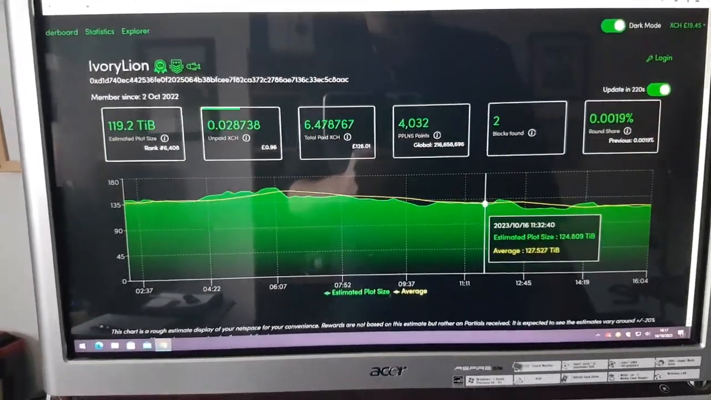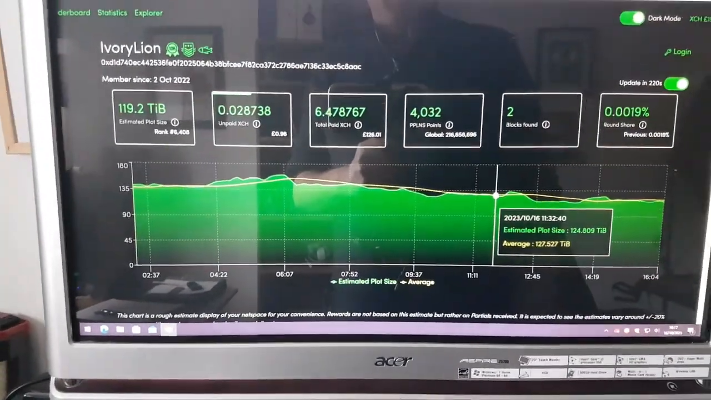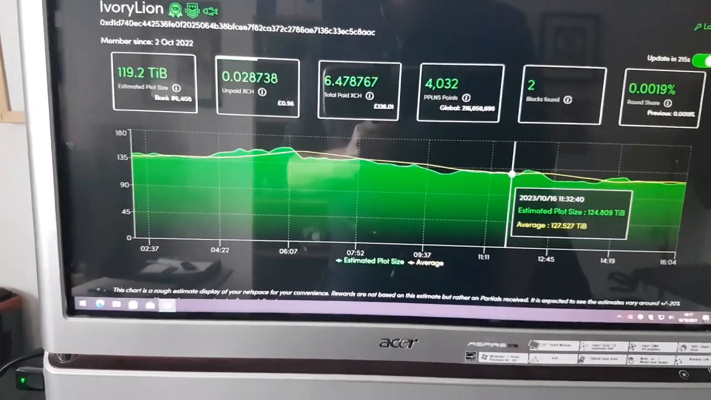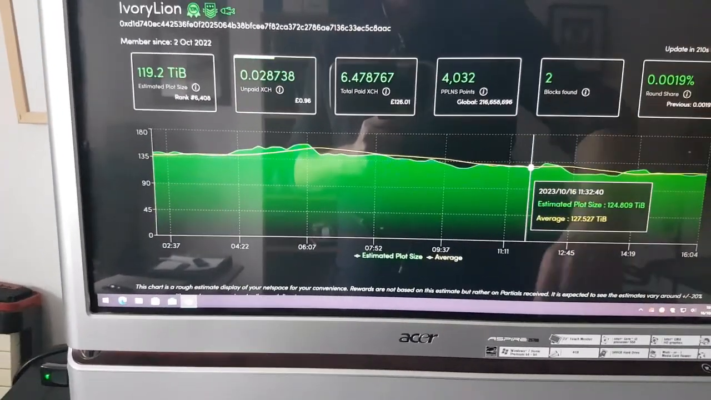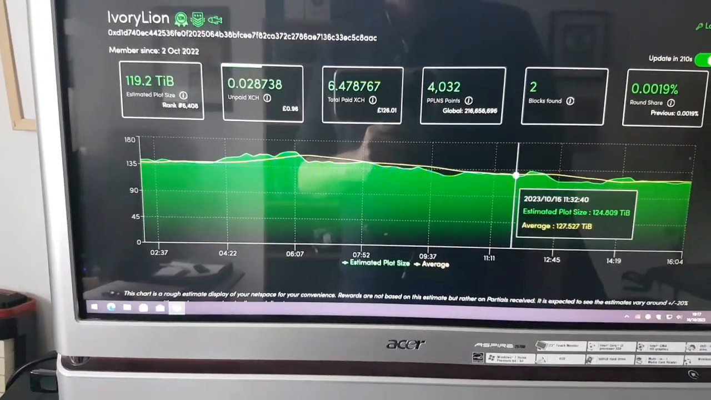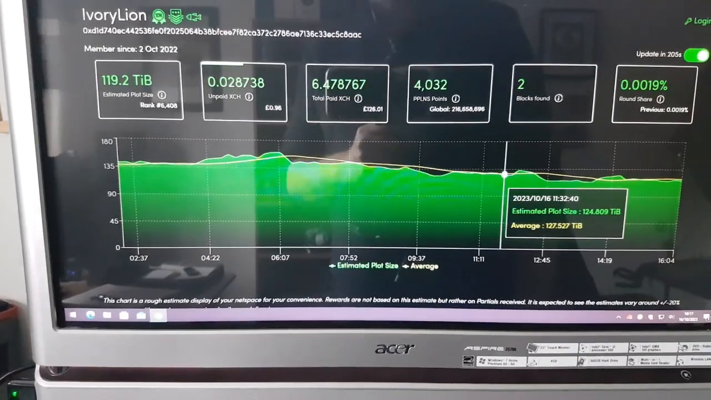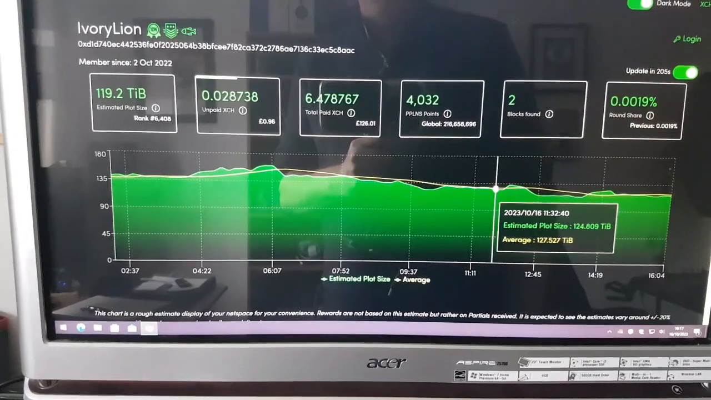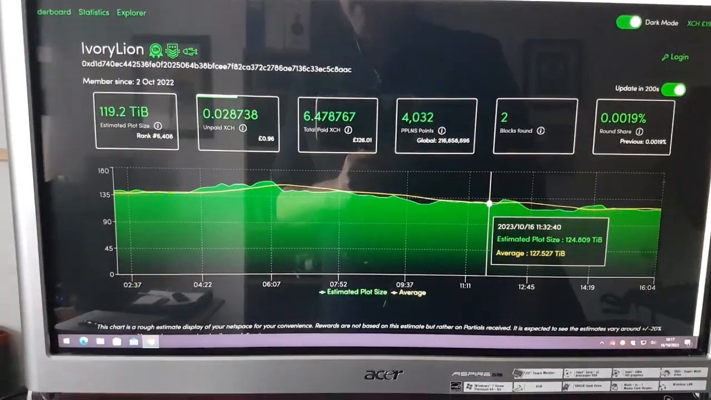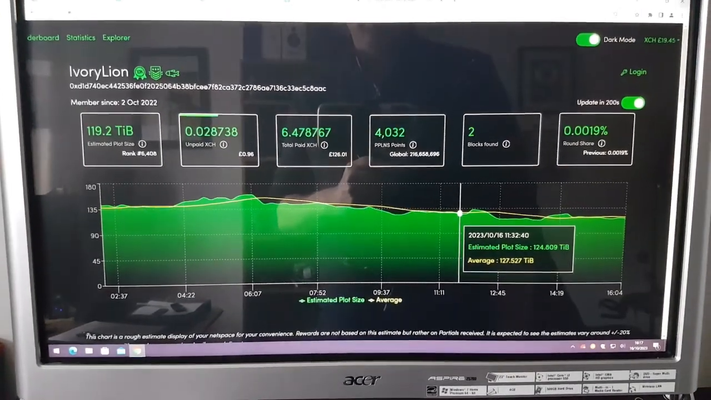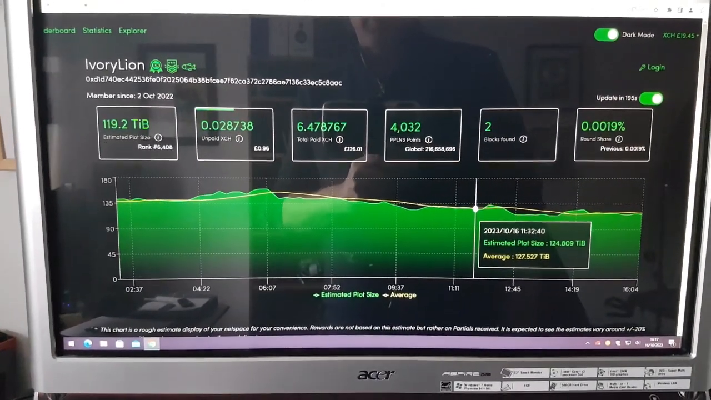Still not won another block. Don't know what's going on there. I've investigated and made changes to drive sleep settings and things like that. Still not managing to see anything come through, so just have to sit tight. And as some people have commented in the chat, it could be down to the increase in net space because it has flown up quite considerably.